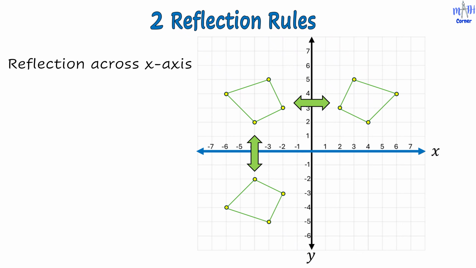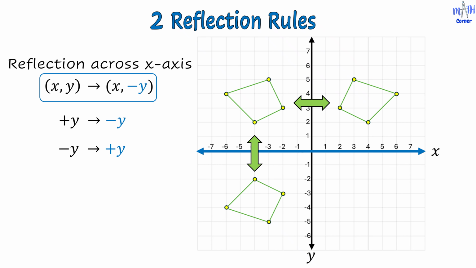Take any point (x, y). When you reflect across the x-axis, the x value stays the same. The y value changes sign. That's it. Positive becomes negative. Negative becomes positive. So the rule is (x, y) becomes (x, -y). This means the figure flips vertically. Up becomes down. Down becomes up.